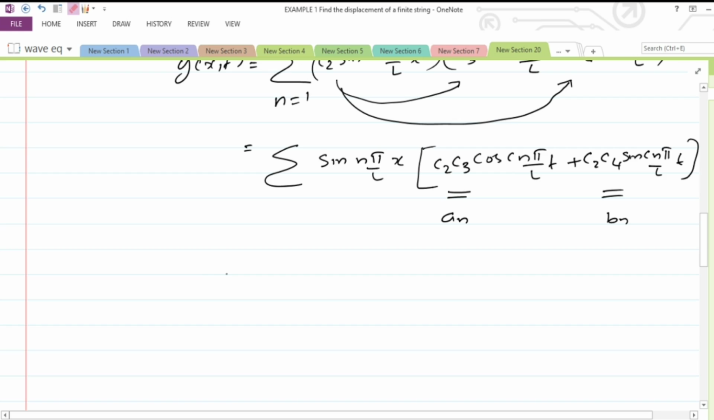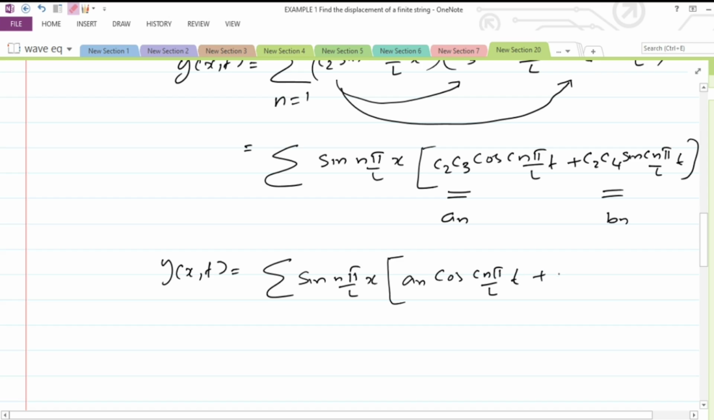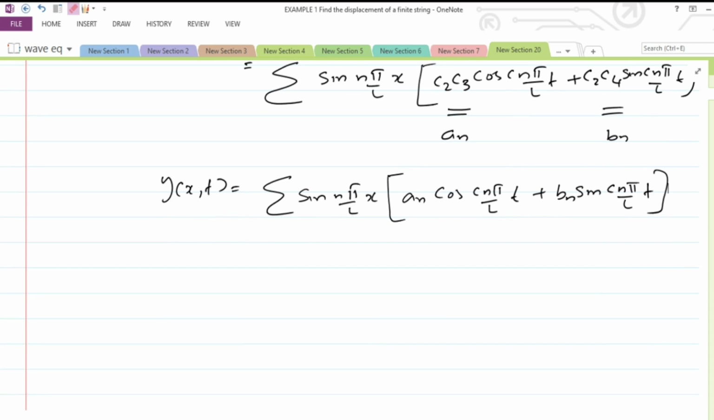Okay, I will rewrite this y of xt. y of xt is equal to sigma sine n pi by l x into an cos cn pi by l t plus bn sine cn pi by l t. Okay, now we just need to find an and bn.